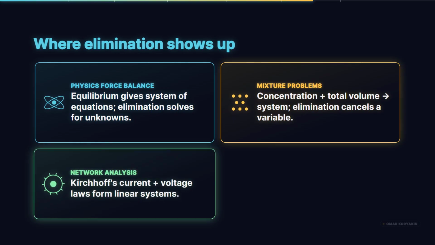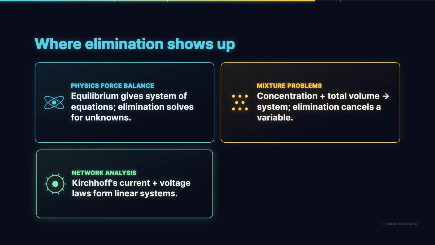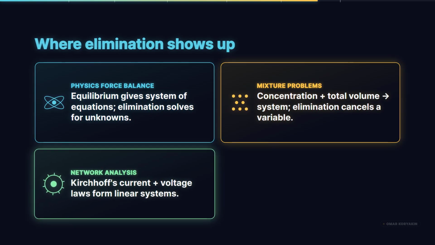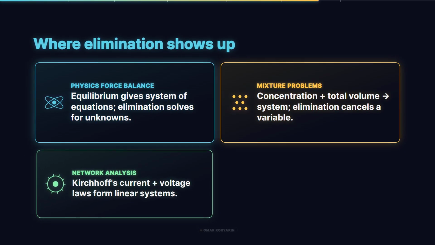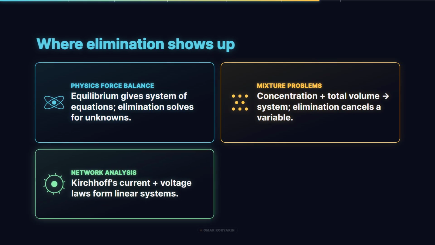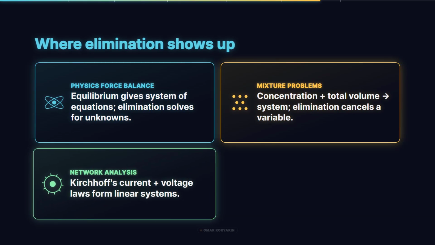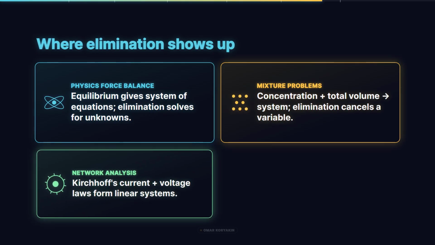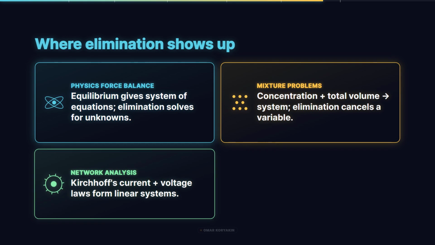In electrical engineering, Kirchhoff's current law and Kirchhoff's voltage law applied to a circuit produce a system of linear equations relating the unknown branch currents and node voltages to the known sources and resistances. The system is typically solved by elimination or by the equivalent matrix method. Every electrical engineer doing circuit analysis uses elimination-based system solving as a fundamental tool, often automated by simulation software, but built on the same algorithmic foundation.